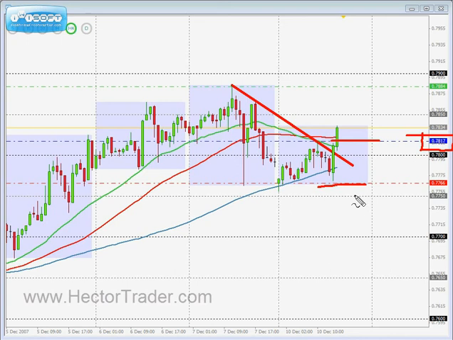Below the last pullback, I'm going to take half of my position out at the previous swing high, 0.7884, which comes right around the average daily range for this currency pair very nicely. We are hitting the previous swing high just as we meet the average daily range for this currency pair, and that's always nice to see.